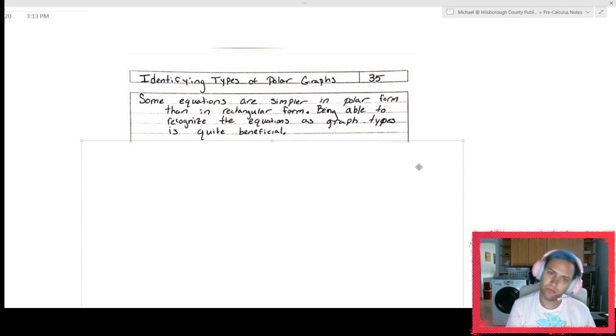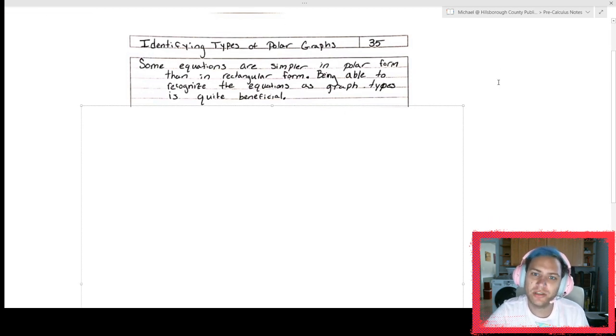It's going to be a three-petal rose. It's going to be a limaçon. It's going to be a four-petal rose. Whatever it is, you're going to look at them and be able to say, this is what's going to happen. And then it makes graphing them a little bit less stressful because you know what to expect your graph to look like. So it is very beneficial to understand these.